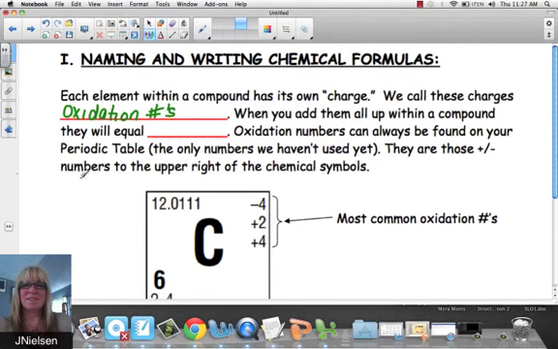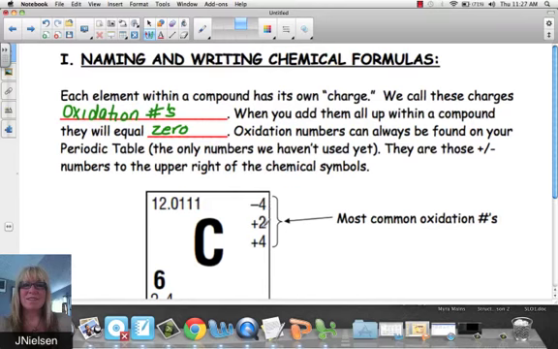When you add them all up within a compound, they will equal 0. So all compounds are neutral. Oxidation numbers can always be found on your periodic table. You know where they are. They're in the upper left. Those are the positive and negative numbers in the upper right hand of the chemical symbol box.